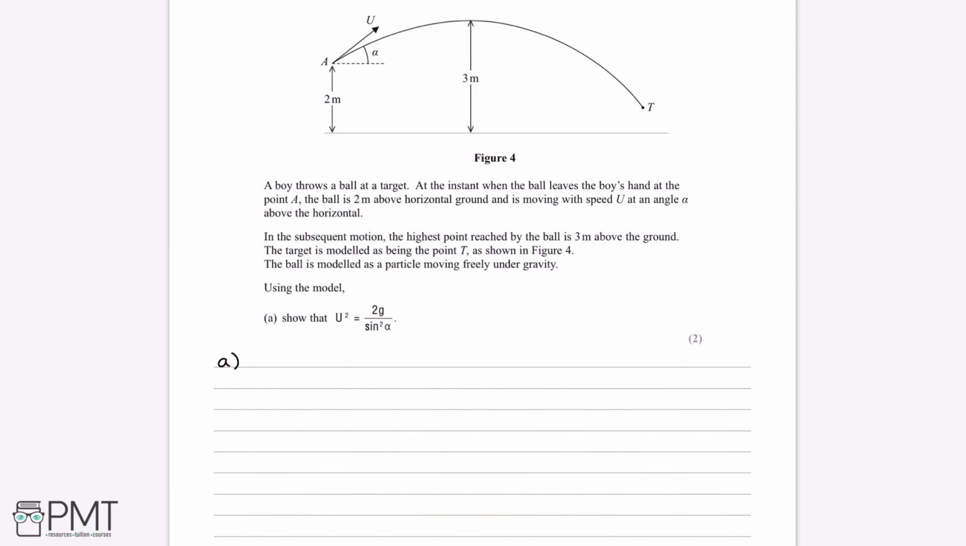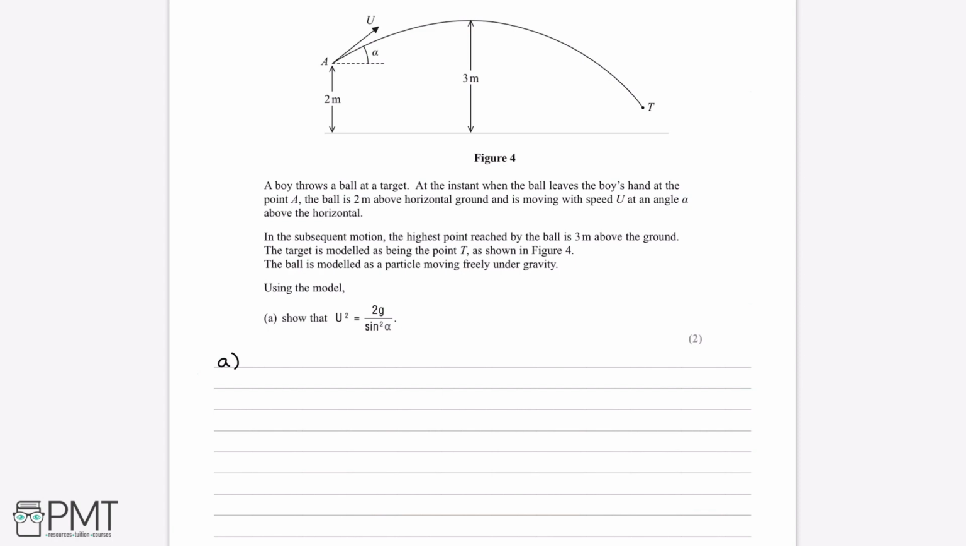The target is modelled as being the point T, as shown in figure 4. The ball is modelled as a particle moving freely under gravity. Using the model, part A asks us to show that u squared is equal to 2g divided by sine squared alpha. Now, the first thing we want to do on this question is consider the speed, because we've been given this speed acting at an angle above the horizontal.